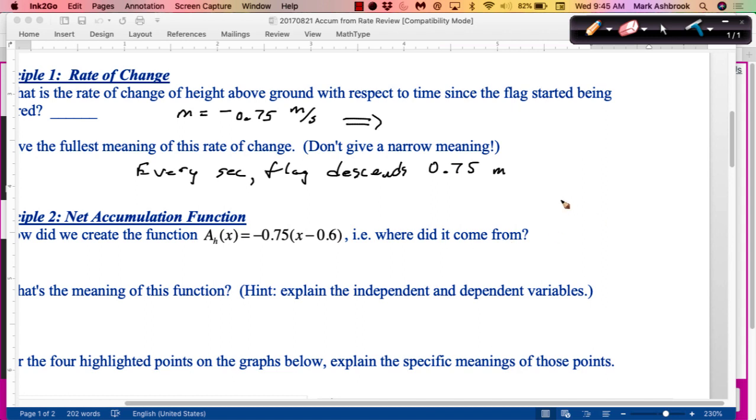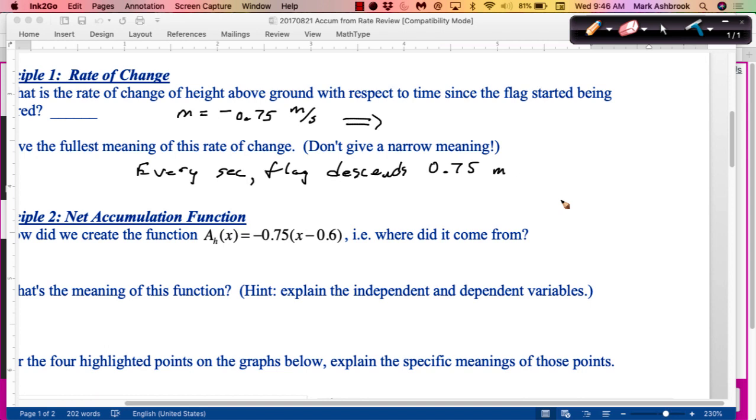So this only says how fast it goes down in 1 second. Do you know how much it goes down in 1 second? Do you know how much it goes down in 2 seconds? How far does it go down in 2 seconds? Well said. So how much does it go down in 2 seconds? 1.5 meters. How much does it go down in 10 seconds? 7.5 meters, right? So you know a lot more than just how far it goes down in 1 second.